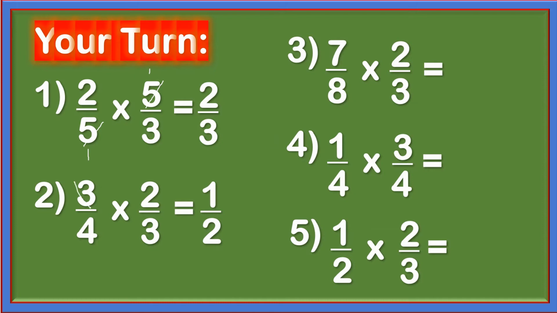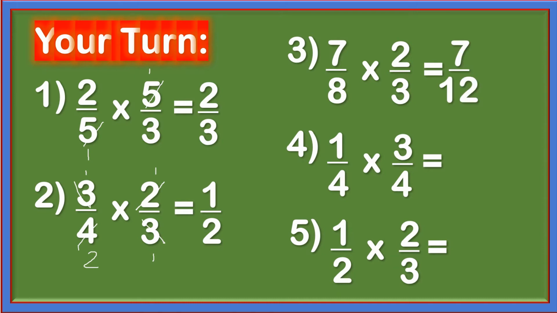Kasi nga, ito, 1 na lang, at saka ito, 1. Pero, ito din, magiging 1 na lang siya, at saka ito, magiging 2. So, the answer is 1 times 1 equals 1. Then, 2 times 1 is 2. Tama? Okay. Sana pareho tayo ng answer ng sagot.